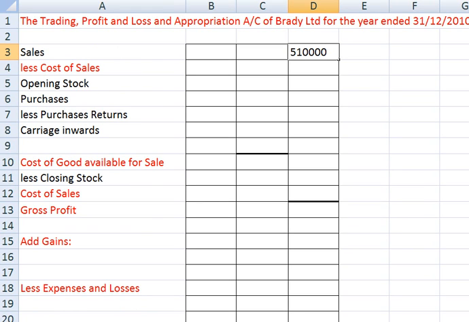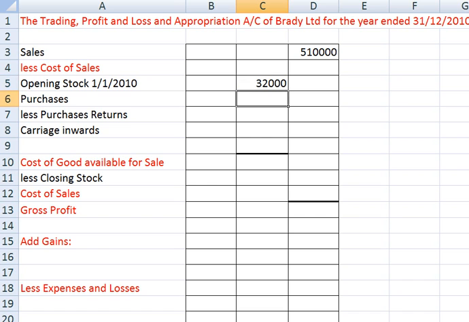Then we're going to find out what it cost the company to make those sales. So the first cost it has is the stock at the beginning of the year. Now let's put the date beside the opening stock. The junior cert markers can be fussy about dates, so always put them in. And when you write a date, it should always be the day, the month, and the year. The opening stock was 32,000.